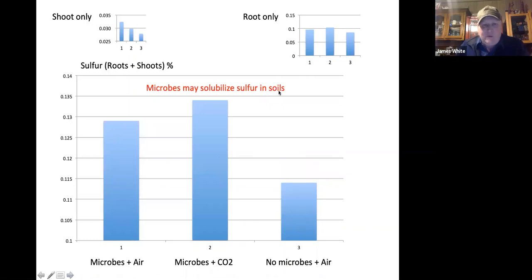Okay, this is sulfur, and you can see that without the microbes you got very little, but with CO2, you actually see even a little bit more sulfur. This is a nutrient that the microbes deliver to the plant by solubilizing it in the soil, and then the plant absorbs that nutrient from the soil solution. And the CO2 actually increases it, probably because carbonic acid is forming in the soil water, and that's leaching some of the sulfur out that the plants can then absorb.